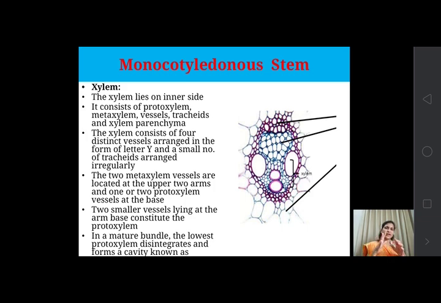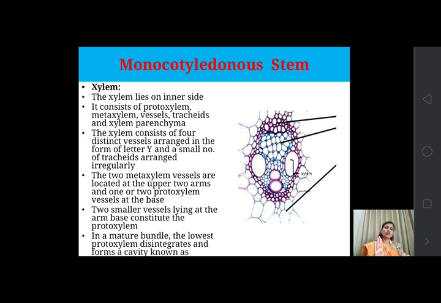Okay, so it consists of four distinct vessels arranged in the form of the letter Y, and a small number of tracheids arranged around them. The remaining part other than the vessels, the cells of that portion, some type of tissues are present, that is known as the tracheal cells. So they are irregularly present in between these vessels.